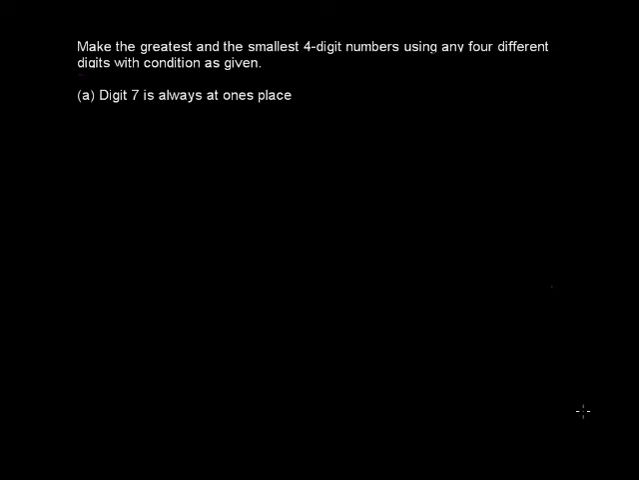The question is, make the greatest and the smallest four-digit numbers using any four different digits with condition as given. The first condition is digit 7 is always at ones place. Now, if you would notice, we have no digits given in the question, right? Like which digit we have to use, but it says using any four different digits.